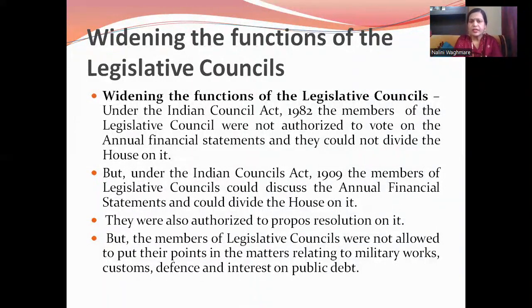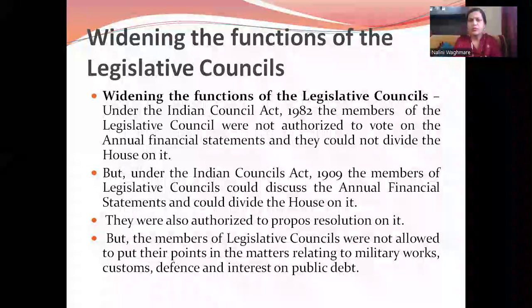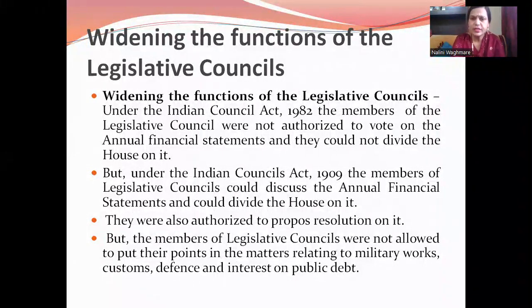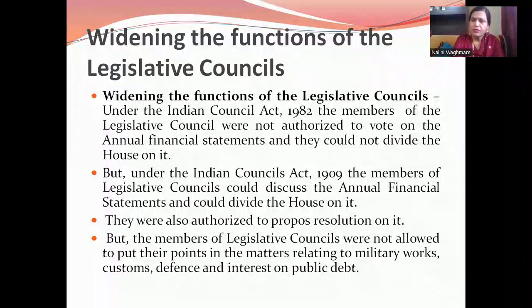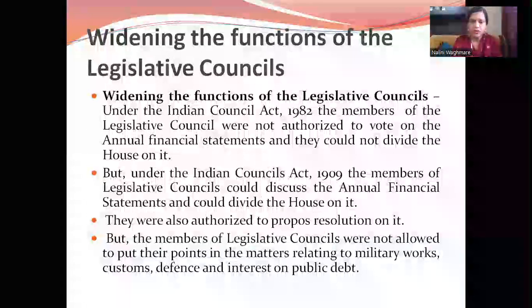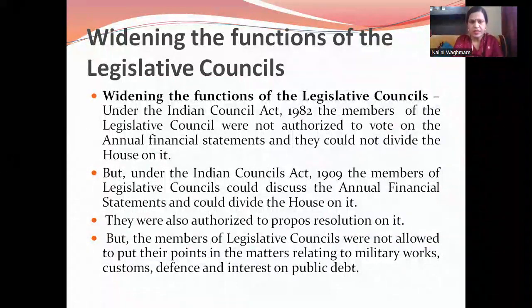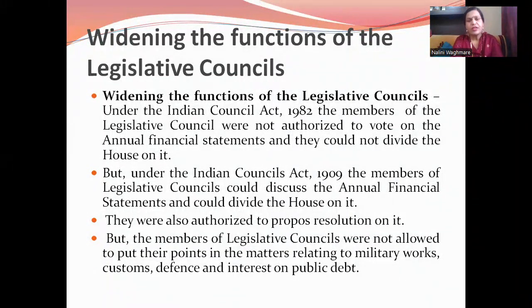Under the Indian Councils Act 1892, the members of the Legislative Council were not authorized to vote on the annual financial settlements, and they could not divide the house on it. But under the Council Act of 1919, the members of the Legislative Council could discuss the annual financial settlements and could divide the house on it.